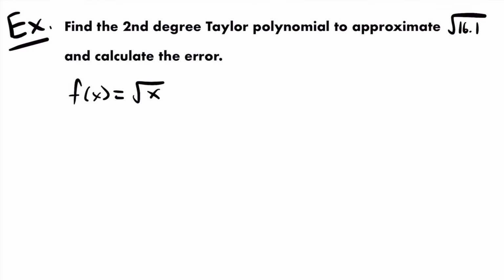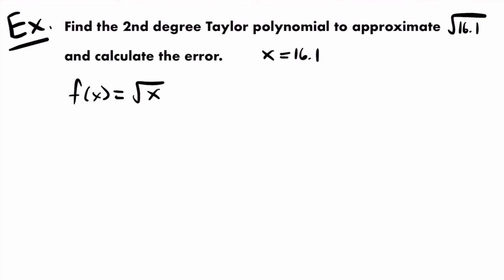the square root of x, right? We want to approximate the square root of 16.1, and so really what we're doing is approximating the square root of x at the value of 16.1. All right, so x is equal to 16.1. That is the value that we want to approximate.